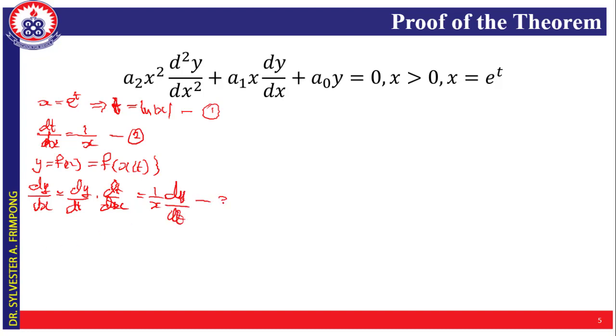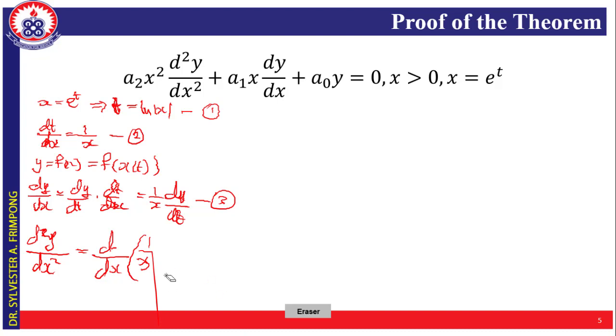So let me call this one equation 3. Then we need to take the second derivative, d squared y by dx squared. And that means you are differentiating with respect to x the entire 1 over x dy dx. And we need to use a chain rule and the product rule at the same time.